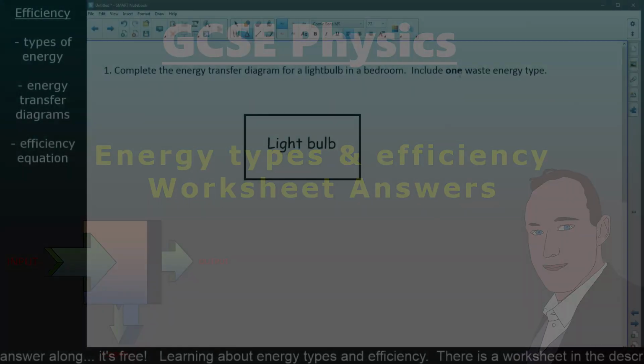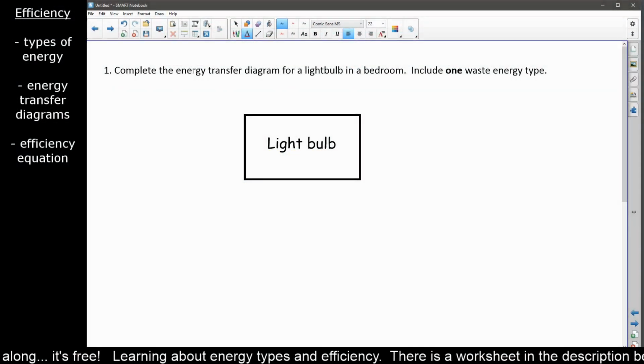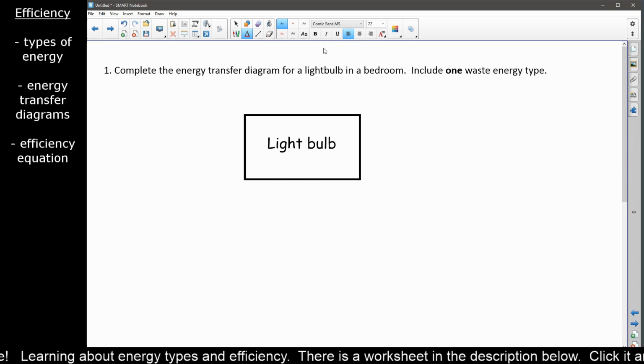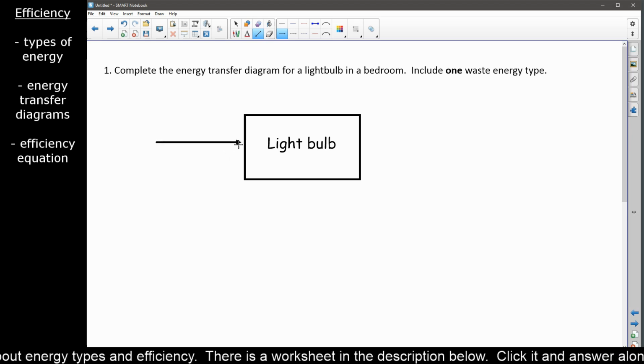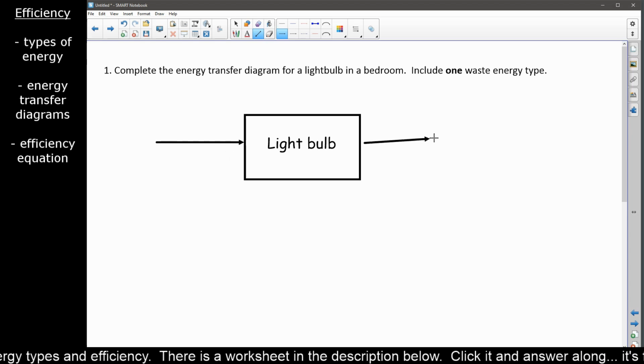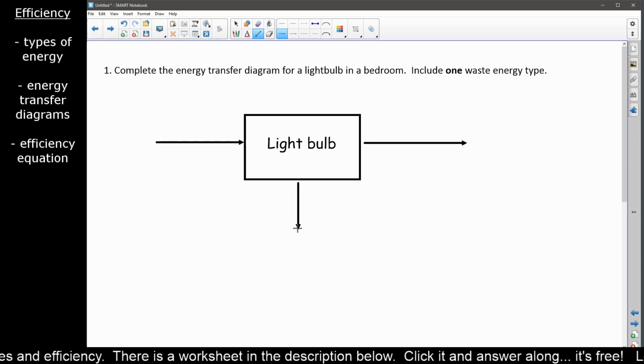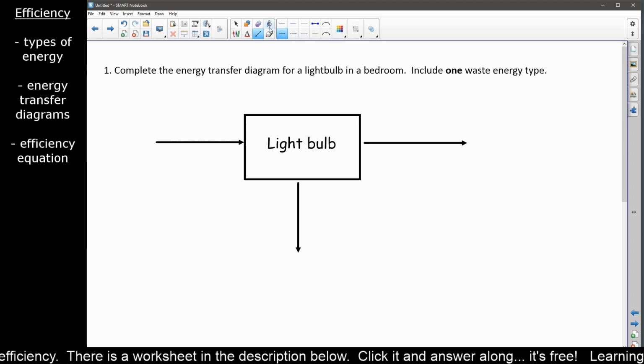Okay everyone, welcome back. Now we need to complete the energy transfer diagram for a light bulb in a bedroom. Include one waste energy type, so one only. So what we need to do is we're definitely going to get one input type of energy, we want at least one output energy, and we want one waste energy. So our diagram is going to look like this.